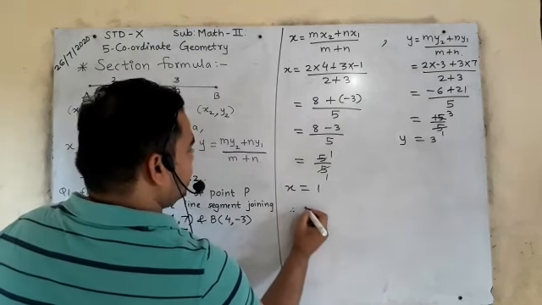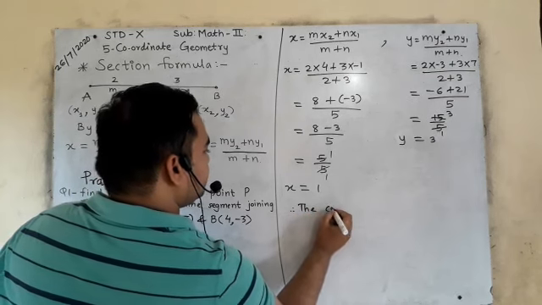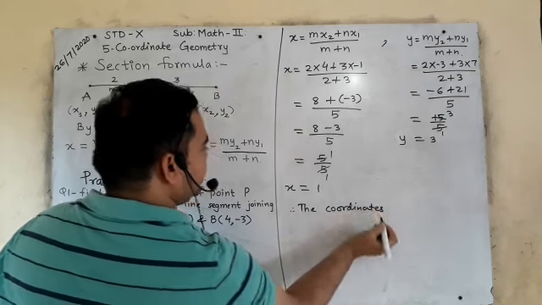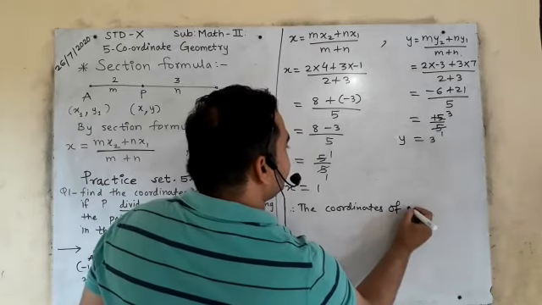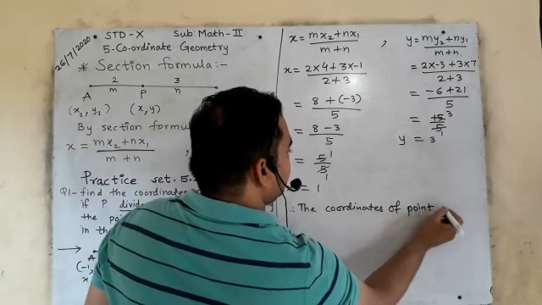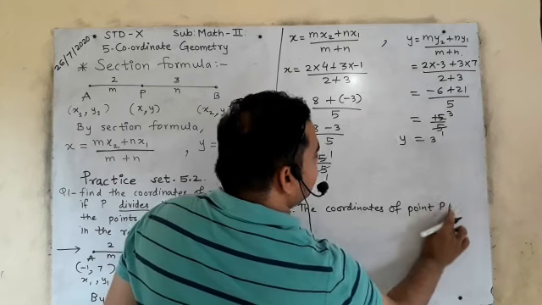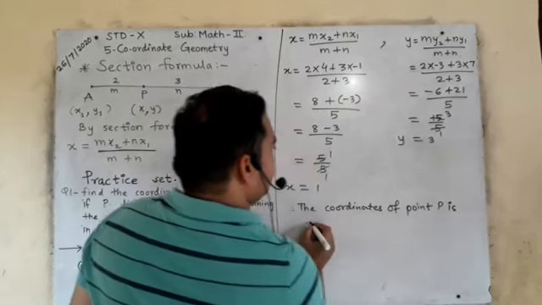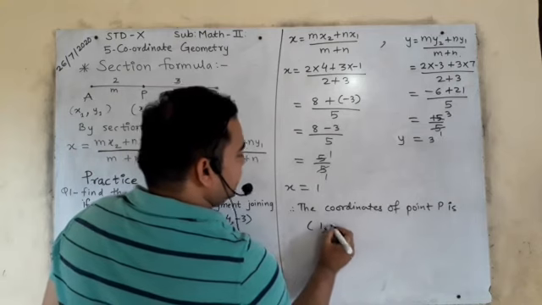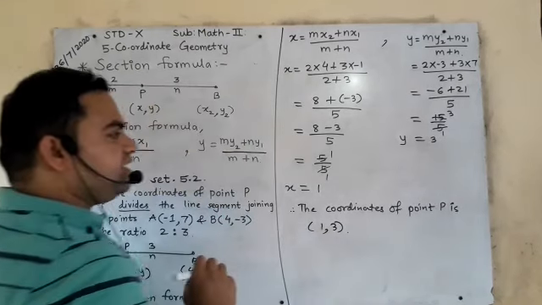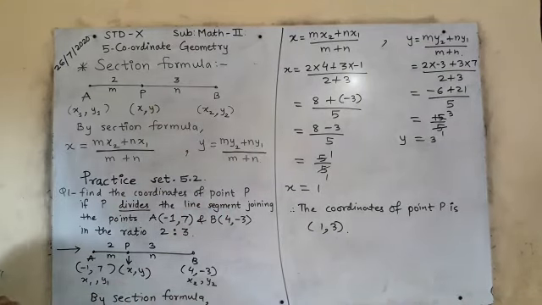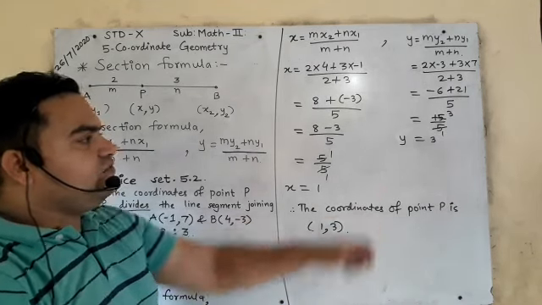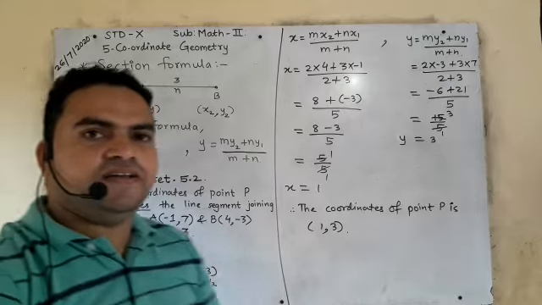So therefore, you will write the coordinates of point P. The coordinates of point P are 1 and 3. Is it clear? The coordinates of point P are (1, 3). 1 is the value of x, 3 is the value of y. I hope you understood here.